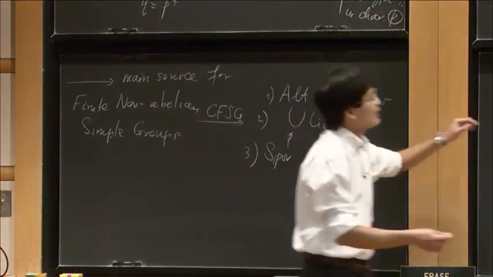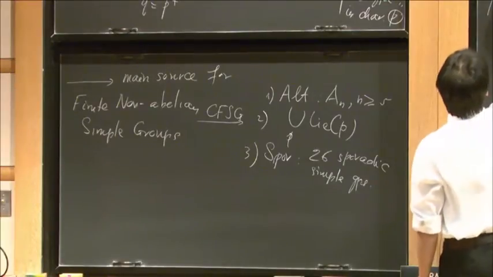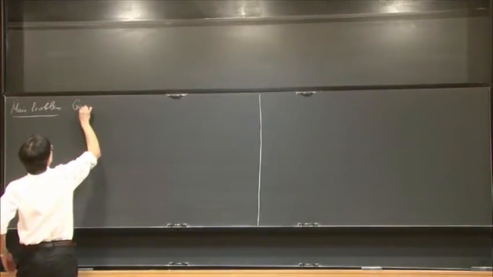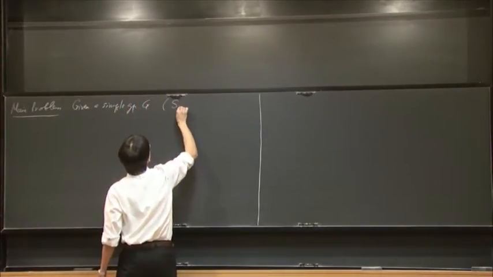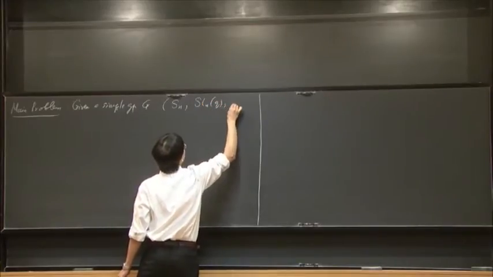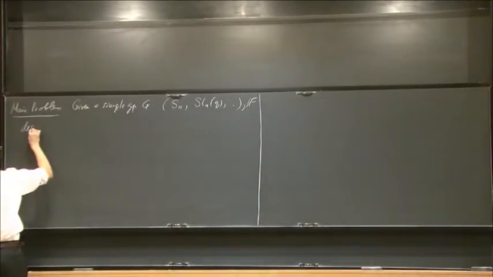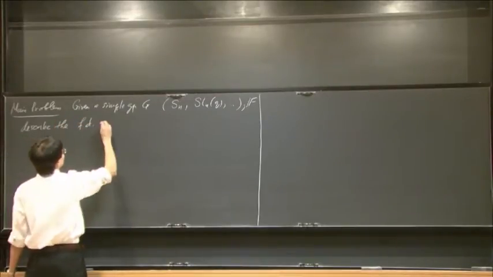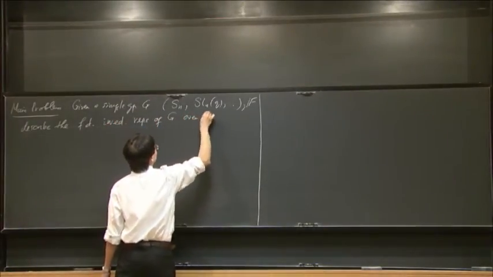Okay, so now that I have my groups, I can describe the main problem on the representations of these groups. So the main problem. Okay, so given a simple group G, you can think of S_n, or maybe SL_n(q) if you like, and given the field F, I'd like to describe the finite dimensional, of course, the group is finite, irreducible representations of G over F.